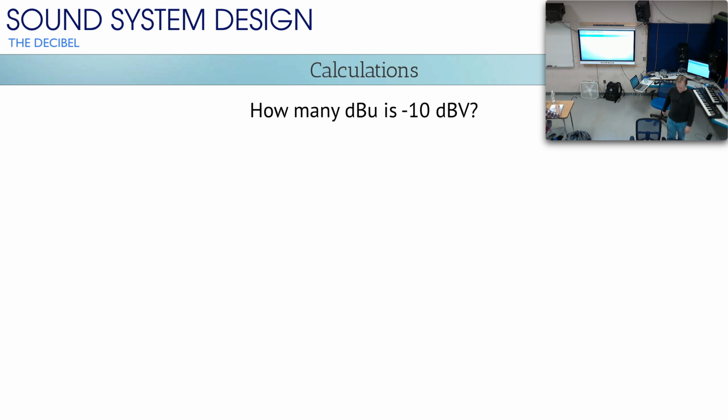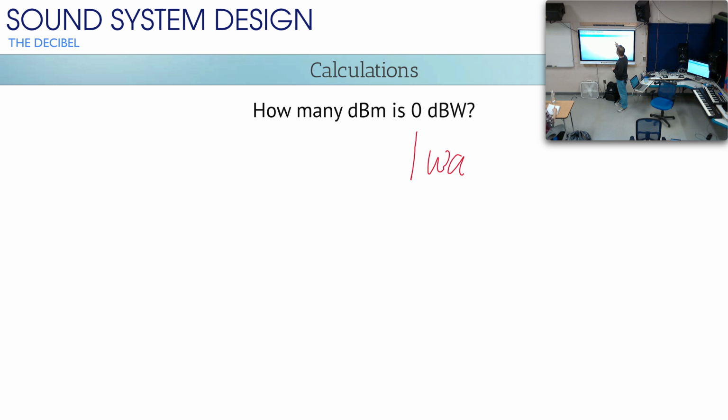Okay, let's see what else we got here. How many dBm is 0 dBW? Remember, this is the same question as before. We're just doing it with watts now. We can't compare dBm directly to dBW because they have different reference levels, right? How many watts is 0 dBW? One. Yes. So 1 watt. So what I'm really asking is how many dBm is 1 watt?